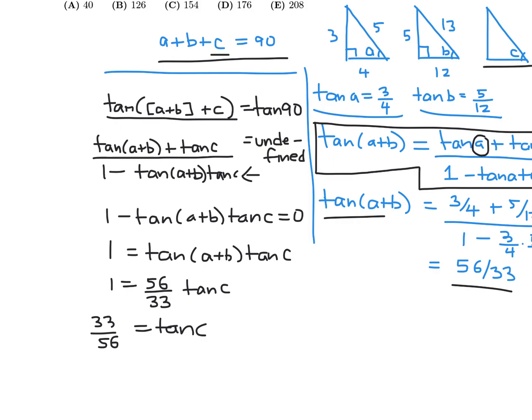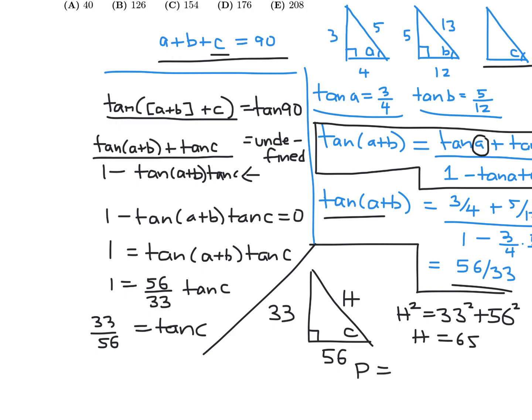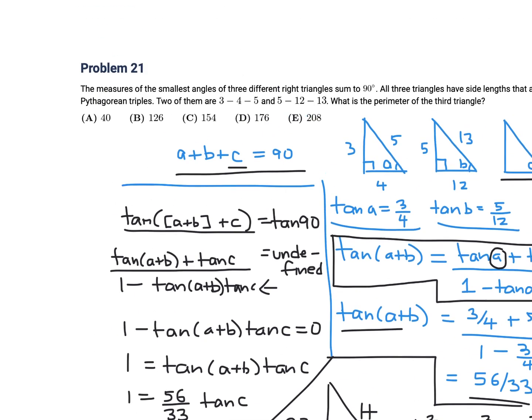So we can now revisit that right triangle, that's C. The tan is the opposite over adjacent. So this is 33, this is 56, and this is the hypotenuse. Using Pythagoras, we can easily figure out the hypotenuse, right? And when you solve that, you will get H equals 65, and therefore the perimeter would be 33 plus 56 plus 65, and that is 154. 154 is the answer, and that would be C.